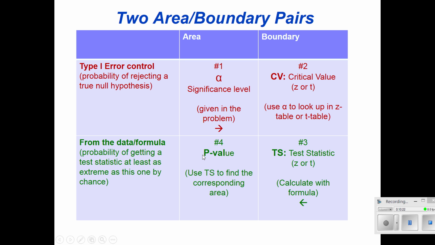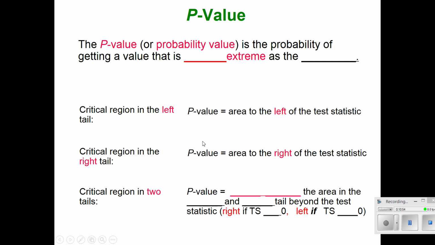So there's two ways of making a decision. You can compare areas with areas. So these are both areas, your alpha, which is your significance level, and your p-value, which is the probability area associated with your test statistic. You can compare critical values with the test statistic. So you can compare area with area. You can compare boundary with boundary. And no matter which one you choose to do, you will arrive at the same decision. They are equivalent methods.